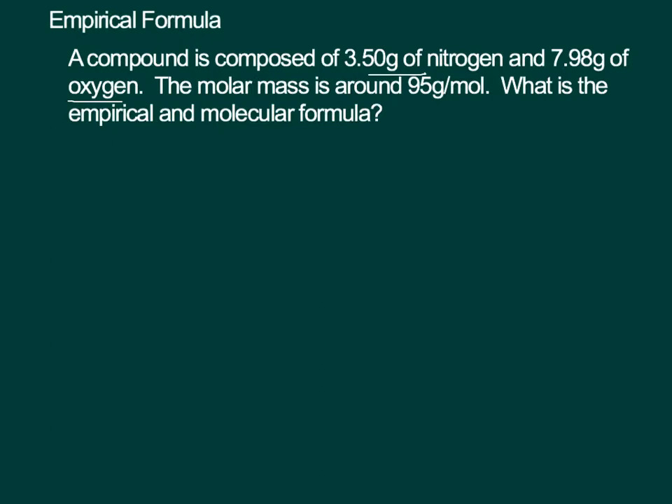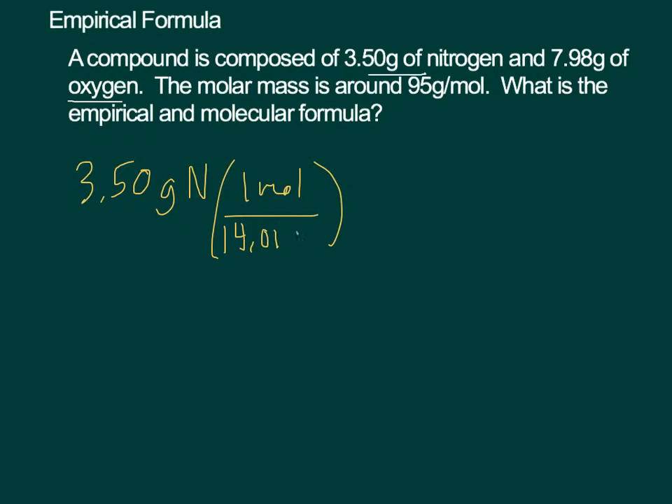So the first thing we need to do is, for an empirical formula, it's comparing moles to moles. So we need to get out of grams and convert to moles. I'm going to start with the 3.50 grams of nitrogen, and I'm simply going to convert to moles by doing 1 mole on top and 14.01 grams, the molar mass of nitrogen, on the bottom, and that's going to give me 0.249 moles of nitrogen.